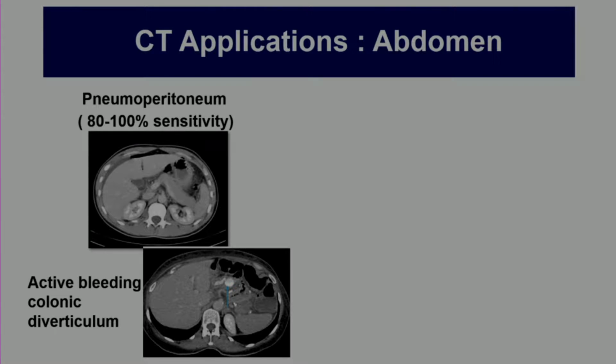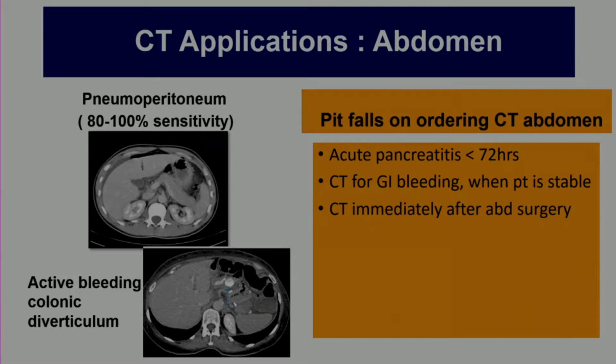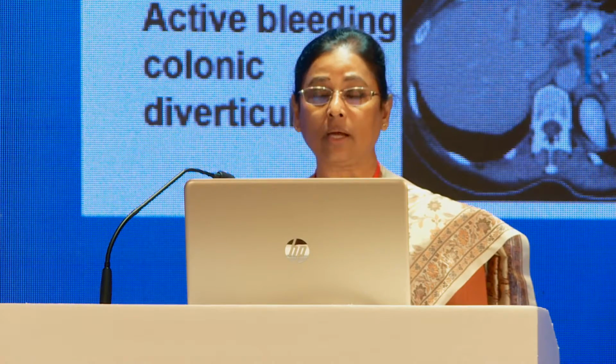So pneumoperitoneum, if you are not vigilant enough to detect very tiny pieces of pneumoperitoneum, CT is the way out. And active bleeding, as you can see here, there's a bleeding into a colonic diverticulum. But there are pitfalls in ordering CT abdomen. Acute pancreatitis, if you order it in less than 72 hours, you have a chance of missing it.